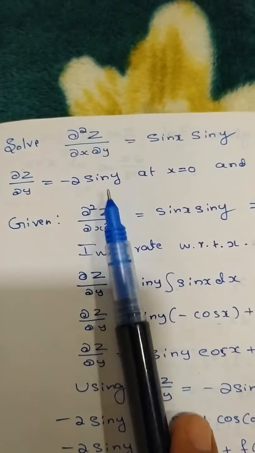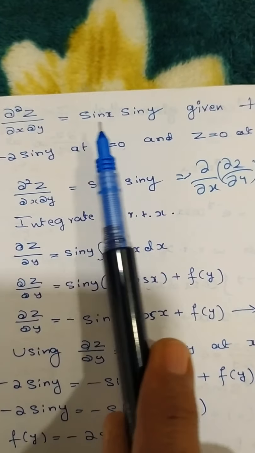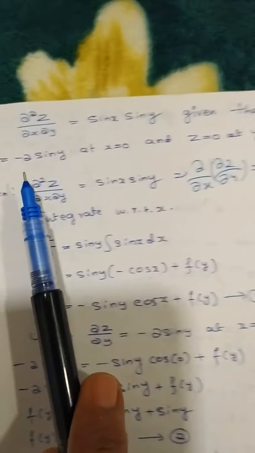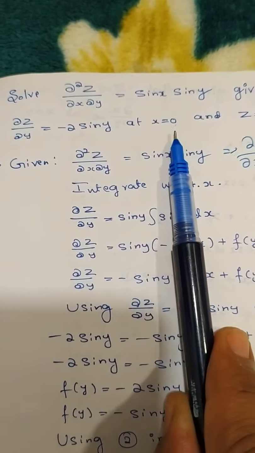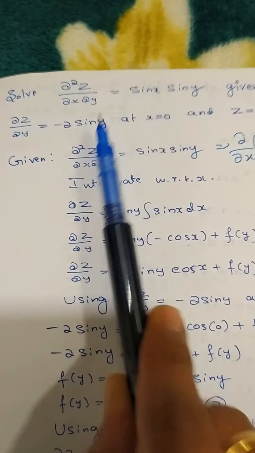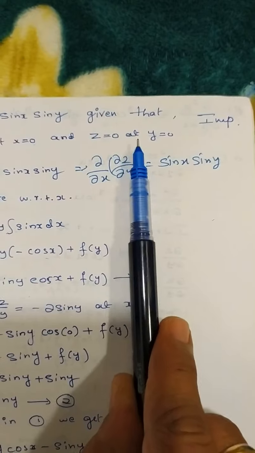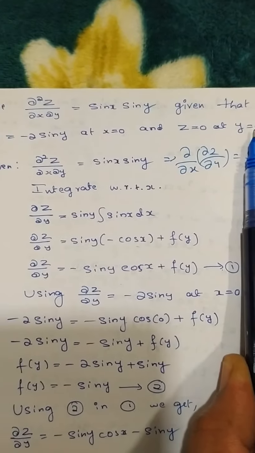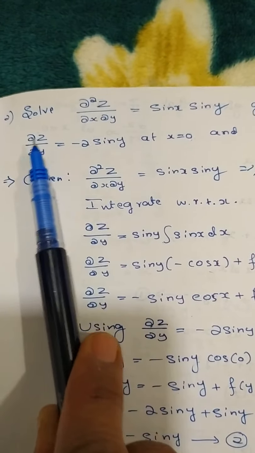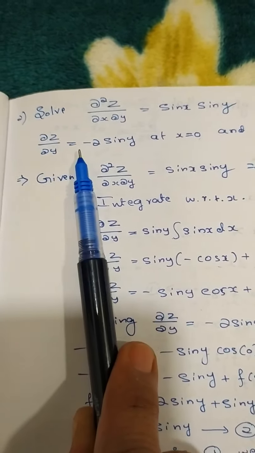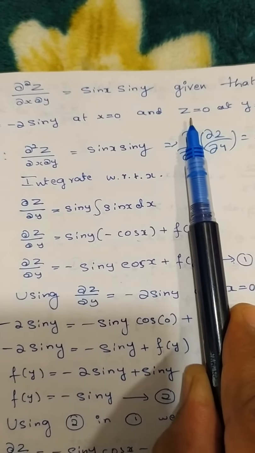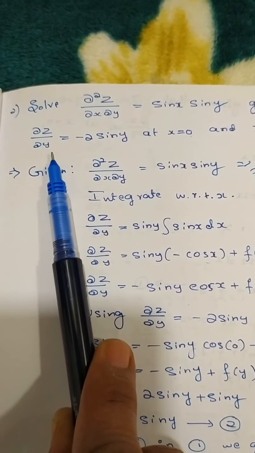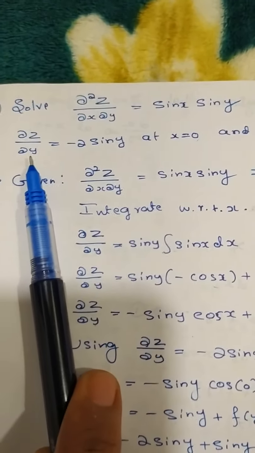Okay, now come to the next problem. In the second problem, we have ∂²z/∂x∂y = sin x sin y, given that ∂z/∂y = -2 sin y at x = 0. This is your first condition. And the second condition is z = 0 at y = 0. PDEs with conditions are very important. Here the first condition is always a partial derivative, and the second is the function itself. The partial derivative is with respect to x or y; here we have it with respect to y.